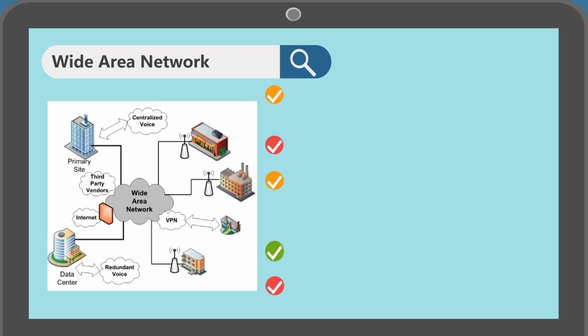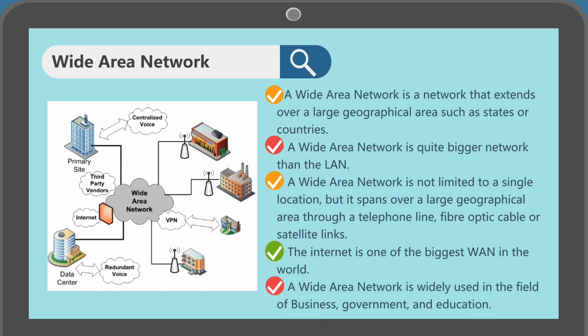Next is wide area network. It's a network that extends over a large geographical area such as states or countries. A wide area network is quite a bigger network than the LAN. It is not limited to a single location, but it spans over a large geographical area through a telephone line, fiber optic cable, or satellite links. The internet is one of the biggest WAN in the world. A wide area network is widely used in the field of business, government, and education.